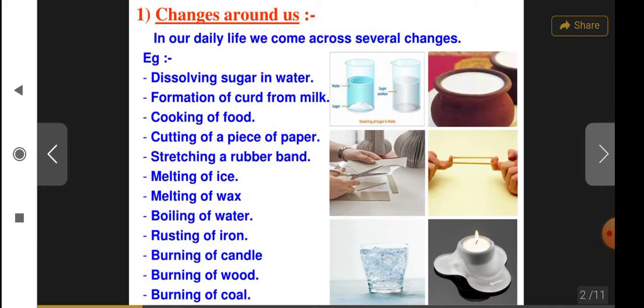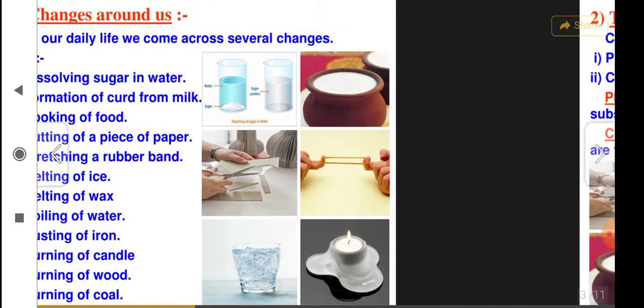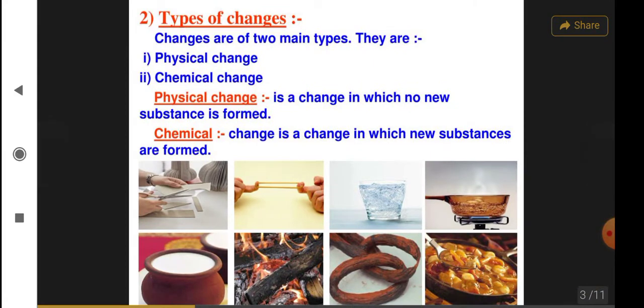So these are some of the changes that we see around us. In the same way, you can also make a list of changes that you notice around yourself. And in this chapter, we are going to classify these changes into some groups. If we see broadly, we can classify these changes into two categories. And those two categories are physical changes and chemical changes.